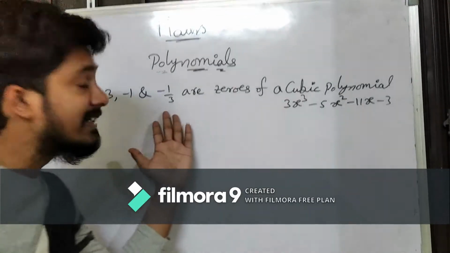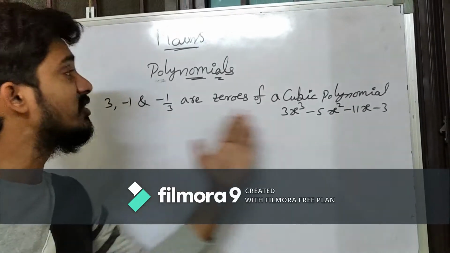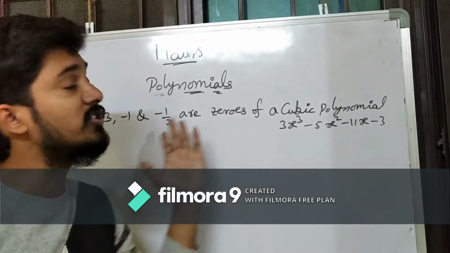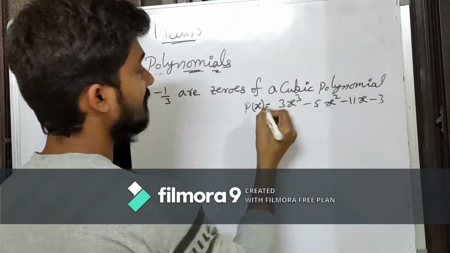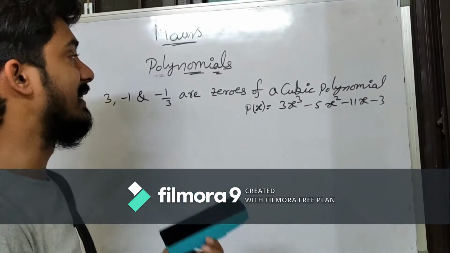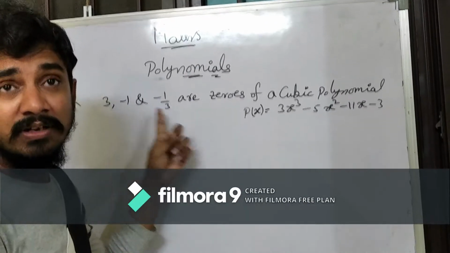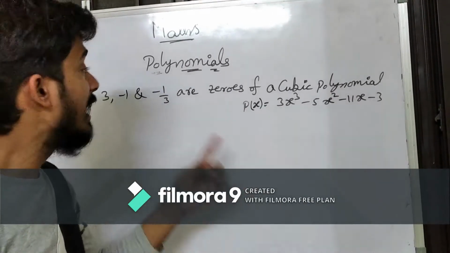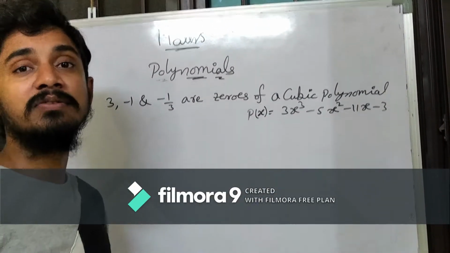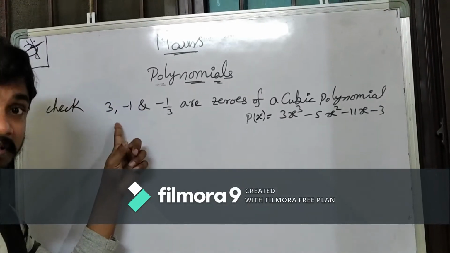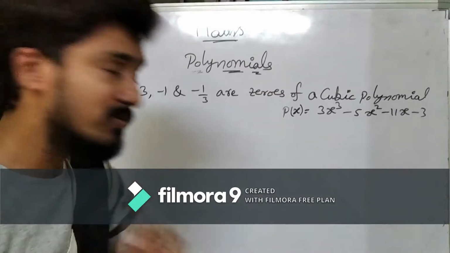Given that these three are zeros of a cubic polynomial, p of x equals to 3x cube minus 5x square minus 11x minus 3. See here, if 3 is one zero of the given cubic polynomial p of x, then p of 3 must be equal to 0. If 3 is a zero of the given cubic polynomial, then p of 3 equals to 0.